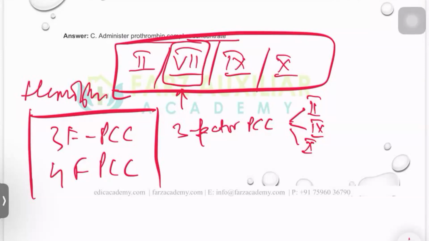Nowadays, even for direct oral anticoagulants, the NOACs, the newer anticoagulants, 4-factor PCC can be used for reversal. For NOACs also we are using this nowadays. Yes, it is approved for NOACs.